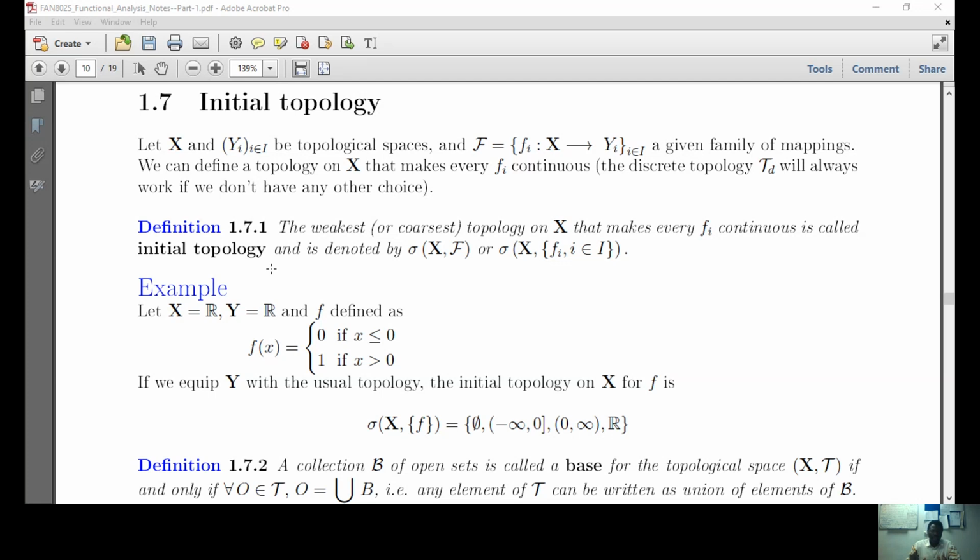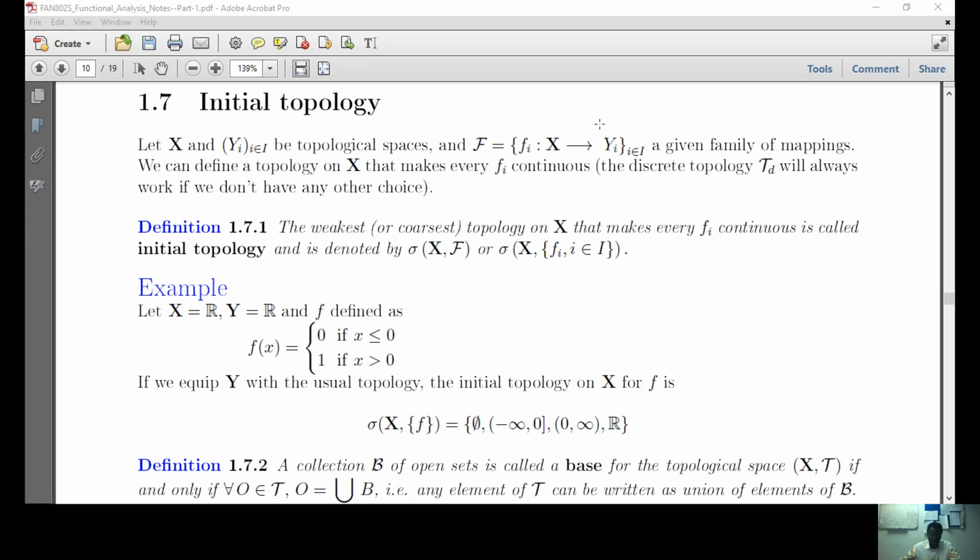So, X is a non-empty set, and we take a family of topological spaces, Y sub I, where I is an element of the set of indices, capital I. Now, we define a family of mappings. That is our calligraphic F. It's a family of mappings, so the mappings are defined from X to each of the Y sub I.